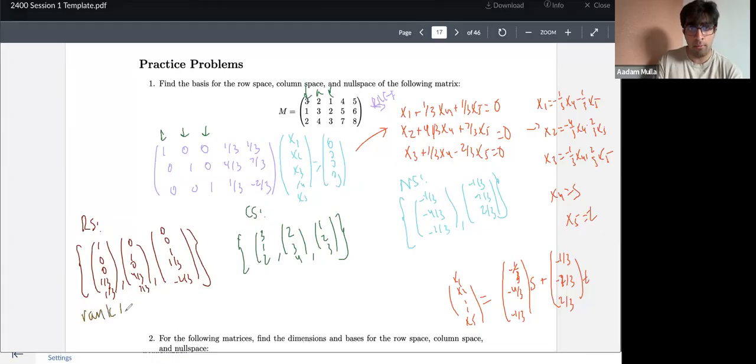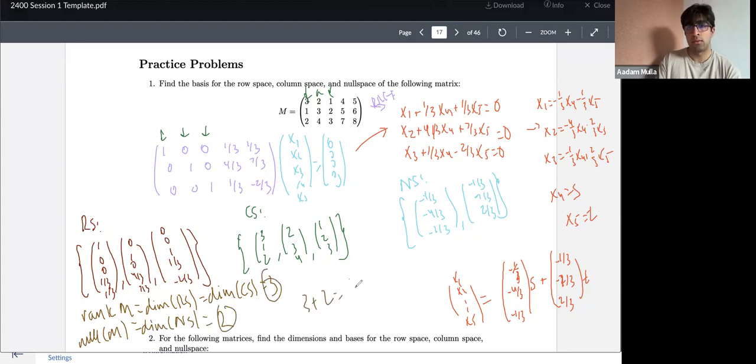The rank of M is the dimension of the row space, which is also the dimension of the column space, which you notice are both 3. Good. The nullity of M is the dimension of the null space, which is 2, and 3 plus 2 equals 5, which is the number of columns in M. So we did it right. Good hint that you did it right.